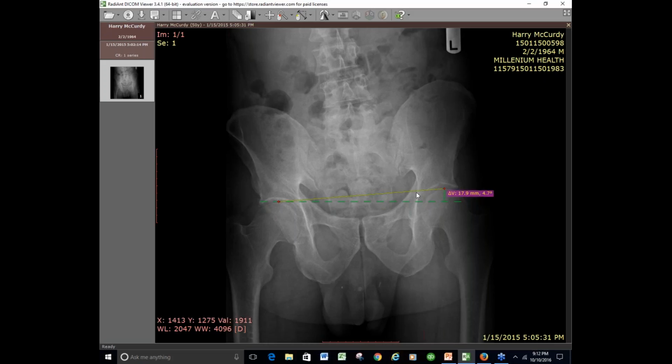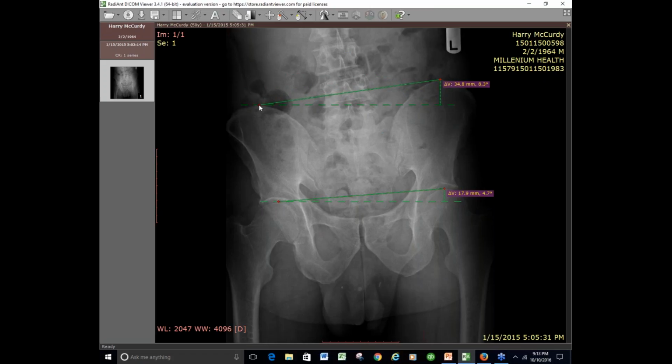And you can see right away it calculates the angle and the difference for us. So hopefully everybody can see that is a 17 millimeter difference, and the angle between those two points is 4.7 degrees. All right, that's all good. So let's do that same thing now for the crest of the ilium.